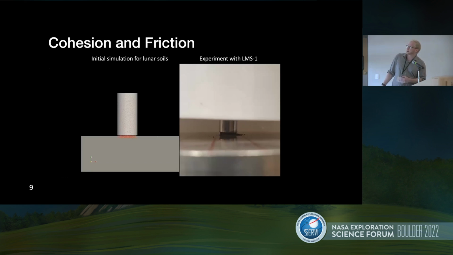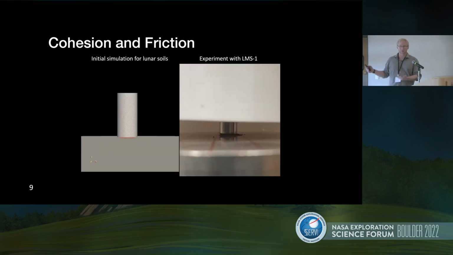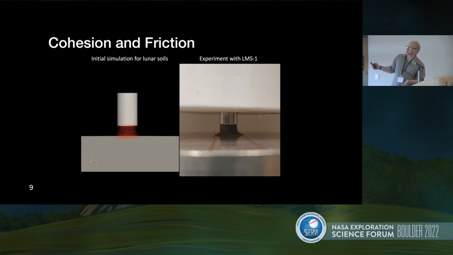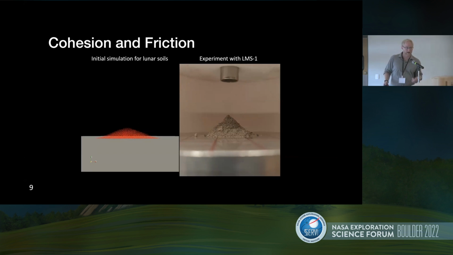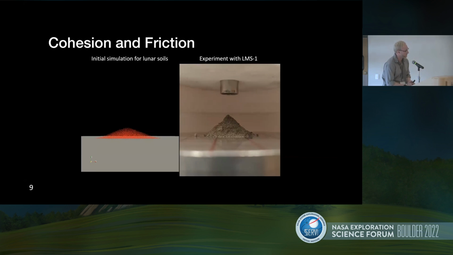Here is our initial calibration experiment. On the left is the uncalibrated. This is just an initial model run, a proof of concept of how we will calibrate. The right side is a funnel slowly being lifted up and forming a pile with an angle of repose, and measuring the angle of repose using Exolith Lab Lunar Mare Simulant LMS1.